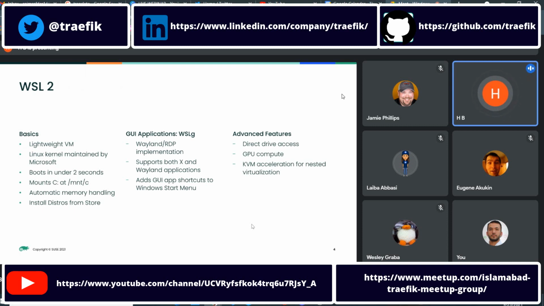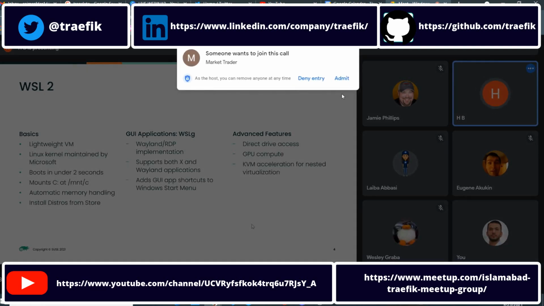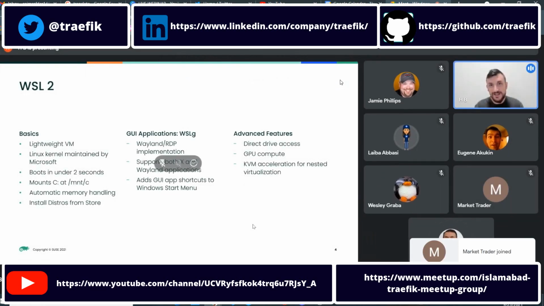You of course have access to your C or D or E, however many drives you have, automatically mounted inside WSL2, just like WSL1. WSL2 is a lightweight VM, so it has separate memory, but it has automatic memory handling built into the WSL kernel. That's one of the tweaks that Microsoft provides, automatic memory compaction. And like WSL1, you can install your choice of Linux distros directly from the Microsoft Store, and I'll show that in a little bit.